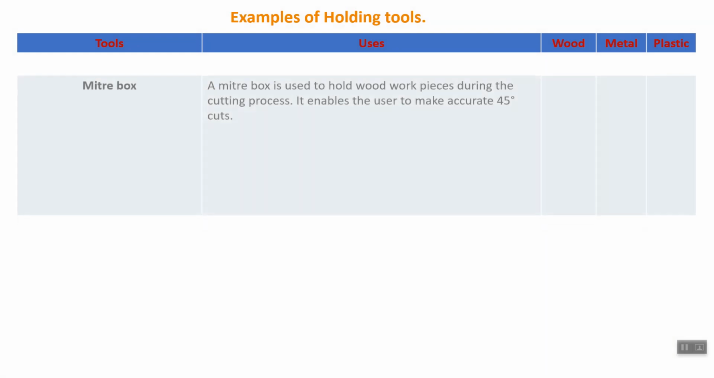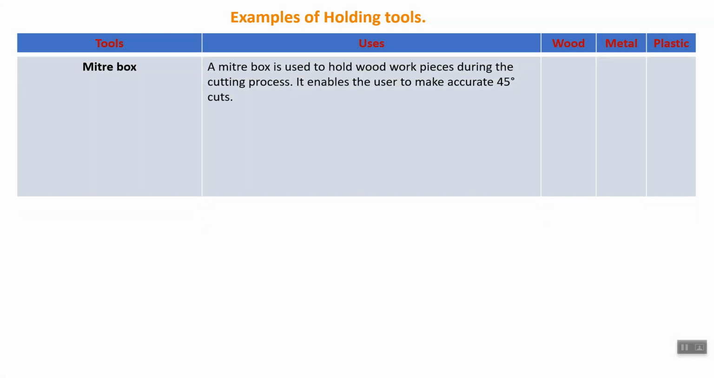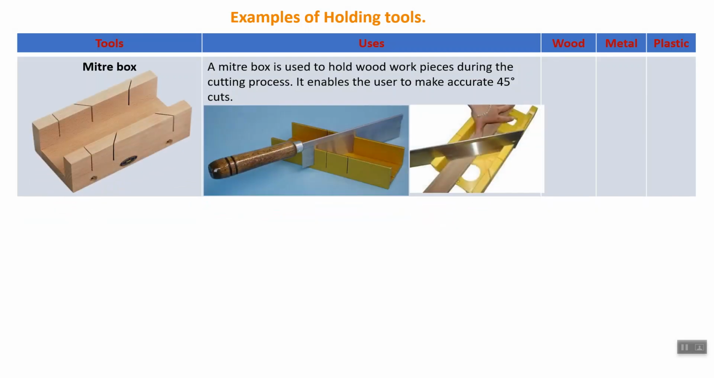So other holding tools, we have the miter box. So the miter box is used to hold wood workpieces during cutting processes. So it enables the user to make accurate 45 degrees cuts. So this is a miter box. So the saw slides into the slots perfectly at 45 degrees to cut the wood at 45 degrees. So it is used onto wood. Sometimes there are some models used onto metals and some for plastic also, but generally it is used for wood cutting only.